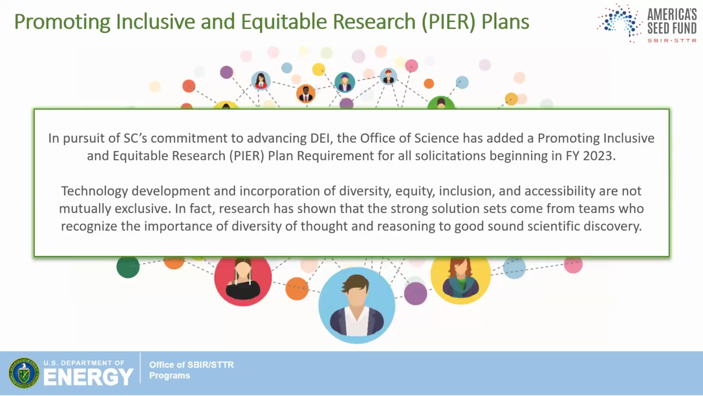This is a requirement that's new for 2024. So unless you've applied already to our Release 1 applications, you may not have seen this. This is a new requirement from the Office of Science that we sit in, and that is a PEER plan. PEER stands for Promoting Inclusive and Equitable Research. Office of Science required this in FY 2023. Because there are some challenges in updating our application requirements in PAMS and some other issues, we are rolling it out in 2024.